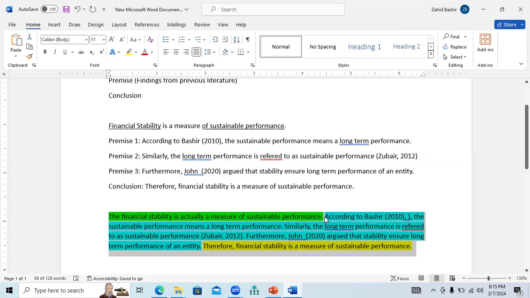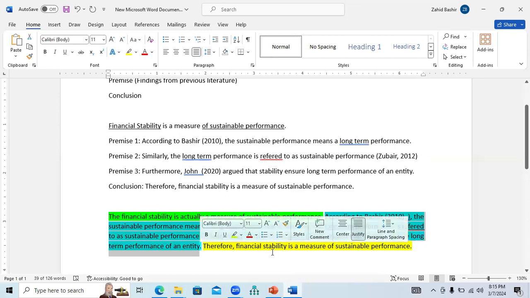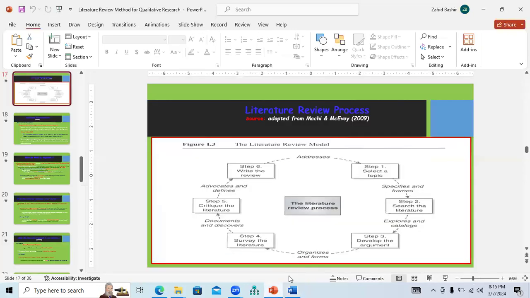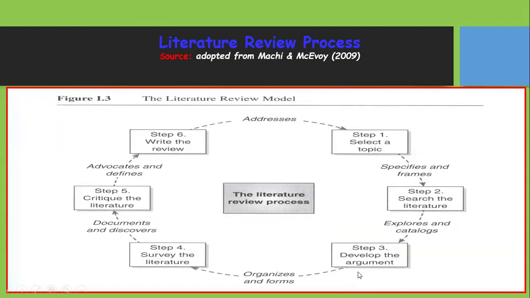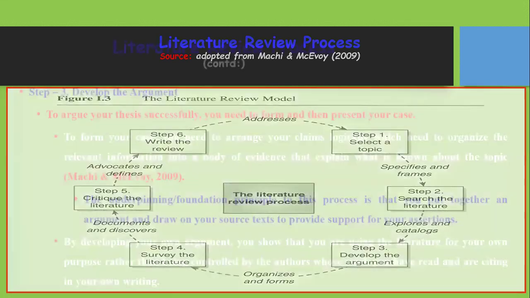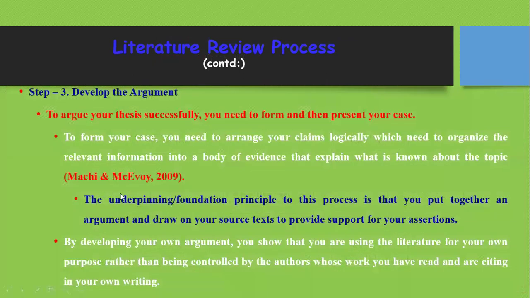Always remember that you must have studied some literature of the previous studies to make your argument. So you can create any type of argument when you have studied literature. Therefore, I have used this as step 3, the development of an argument. In the fourth step, you again survey the literature, and you find some deficiencies in previous literature.